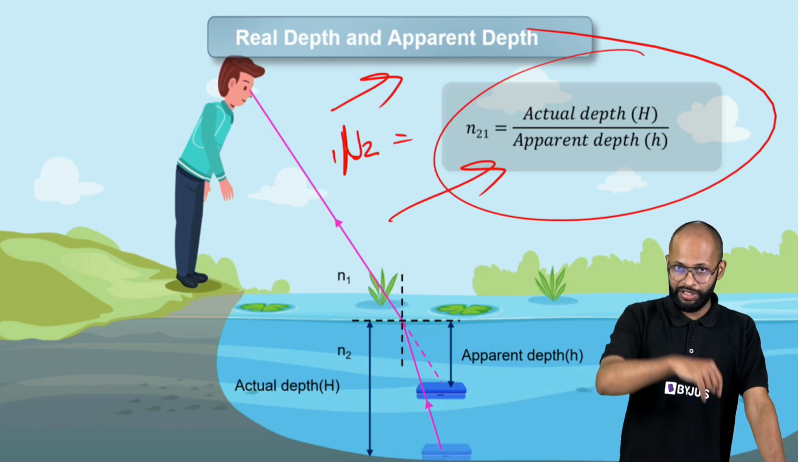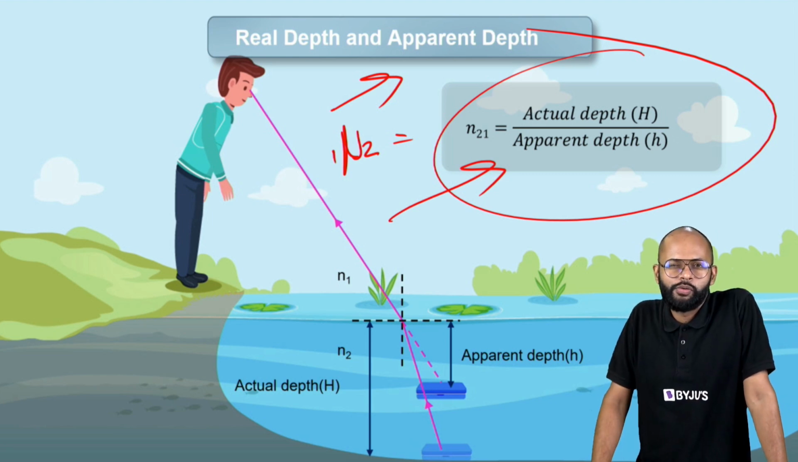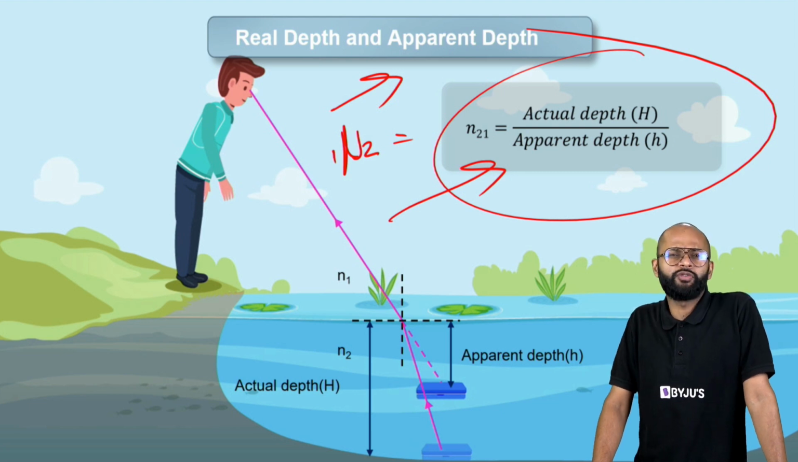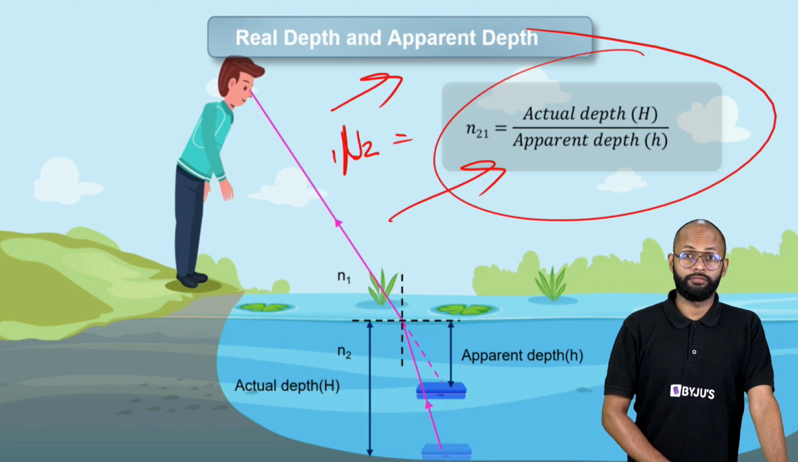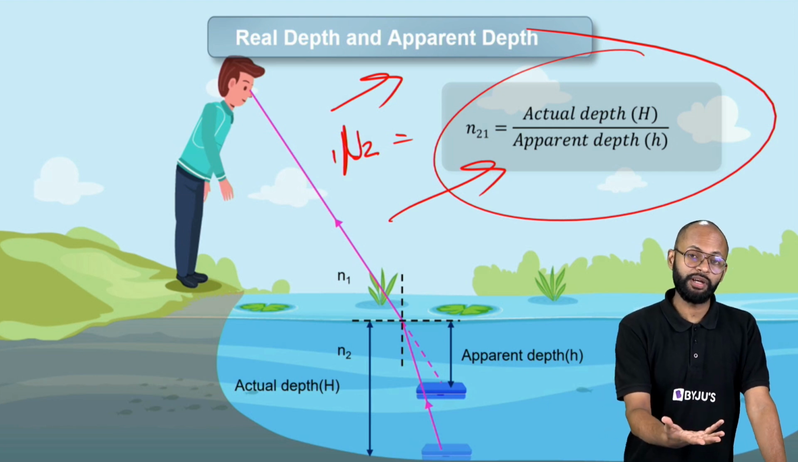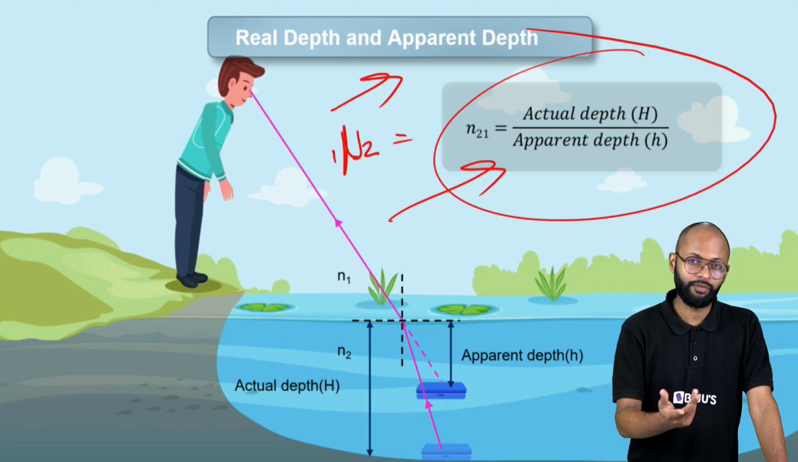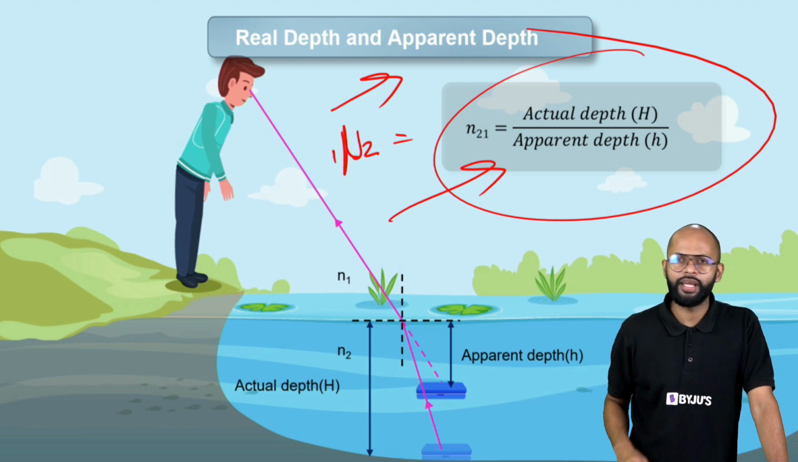Now I have a question for you. Can you give me the formula, or forget about formula, you tell me what will happen when you look from the denser medium into something in the rarer medium? What will happen and why? That is my homework to you, right?